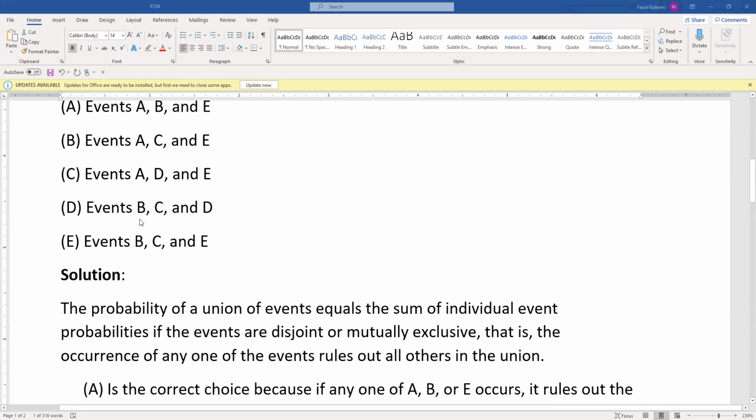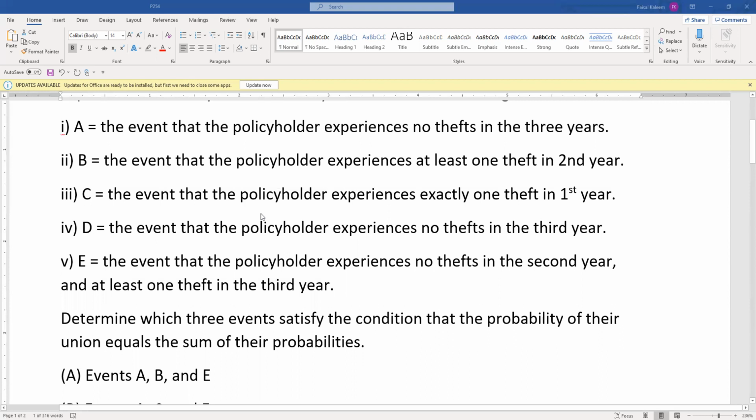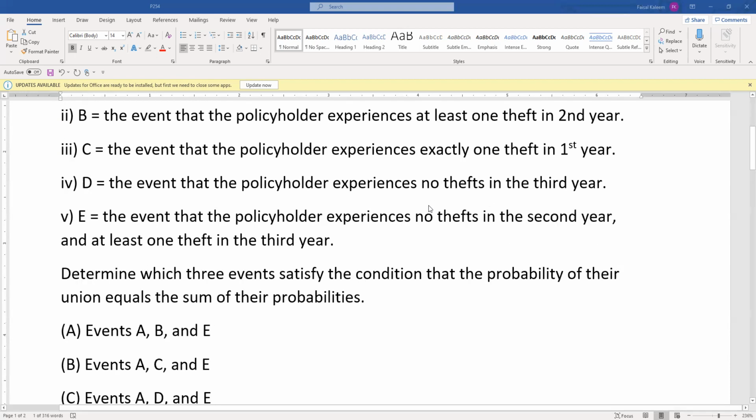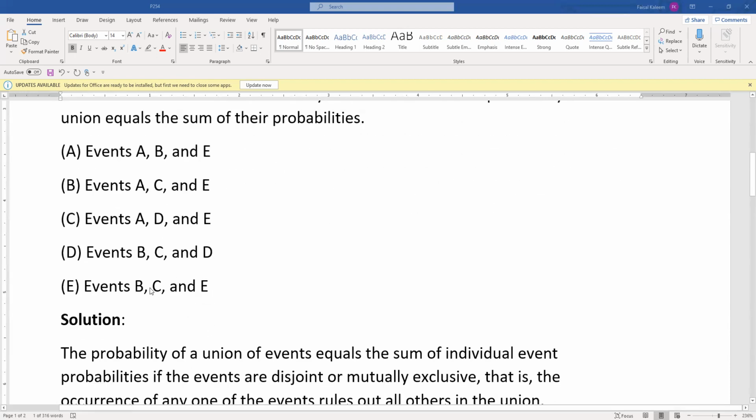And similarly, we're now looking at choice D, B, C, and D. Let's look at B and C. B says at least one theft in the 2nd year. C says exactly one theft in the 2nd year. And that can happen at the same time. B is only saying at least one theft, and that means that it could be just one. At least one means one or more. So B and C can both be true. Anytime both of them are true, it means they're not mutually exclusive, and therefore that choice is out. And same thing in E. E also has B and C in it.